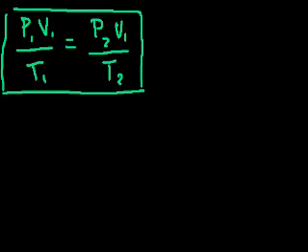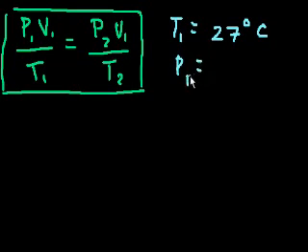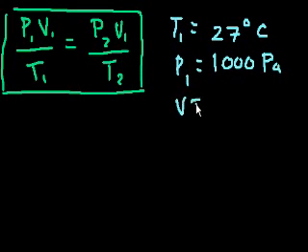A confined gas is at a temperature of 27 degrees, so its initial temperature is 27 degrees Celsius. It has a pressure and volume: its pressure is 1,000 pascals, or newtons per meter squared, and the volume is 30 meters cubed. I think in one of the earlier videos, I said newtons per meter cubed. No, it's newtons per meter squared. I just want to make sure I didn't confuse people previously. So that's the initial volume.